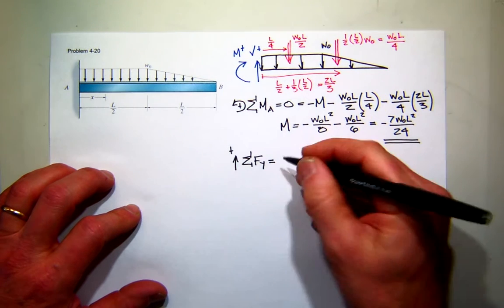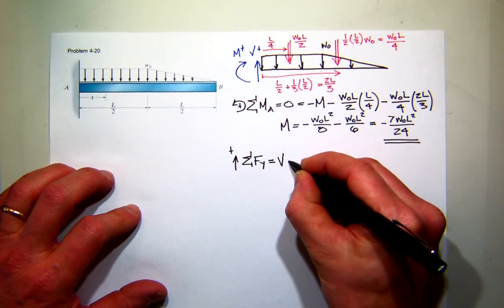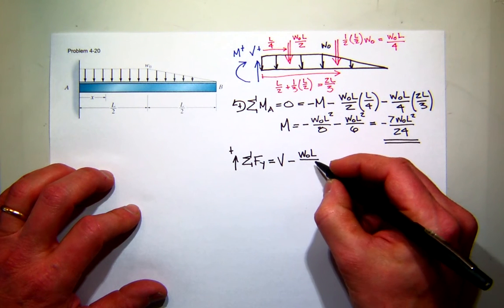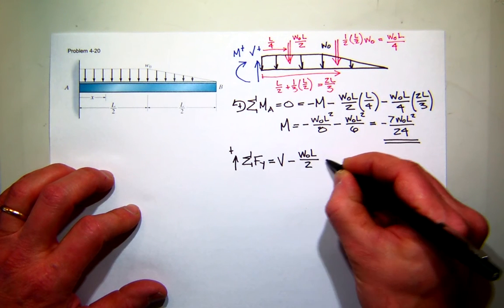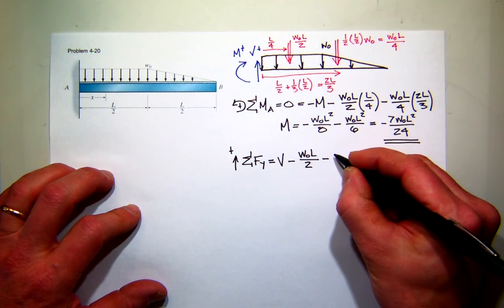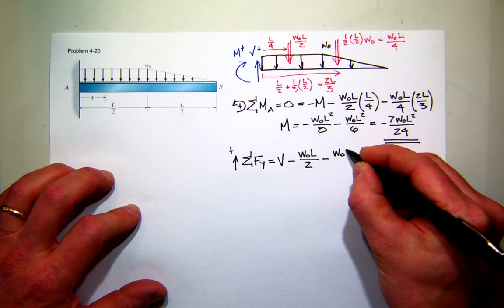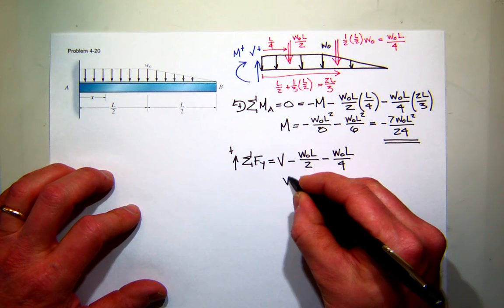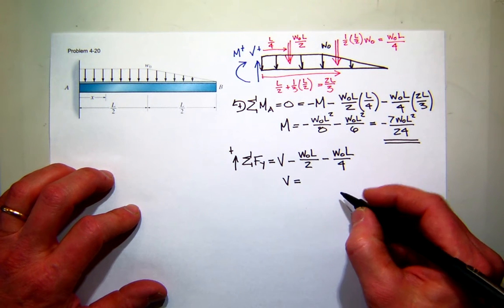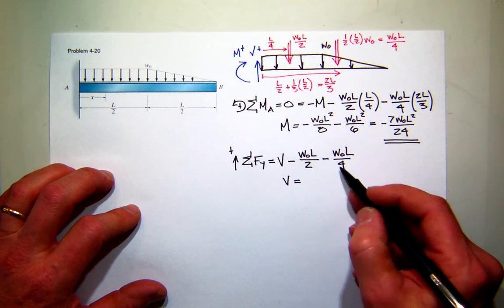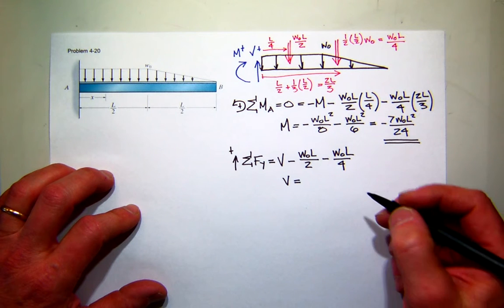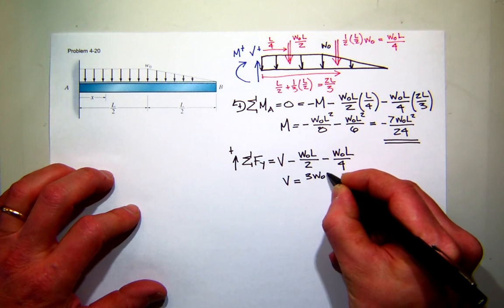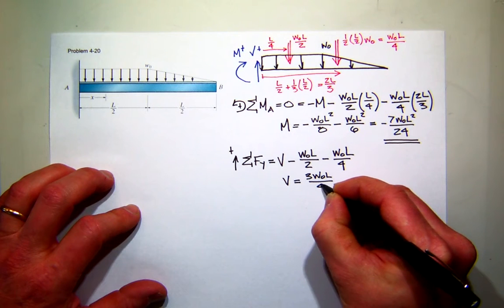So now we sum forces. We have the shear acting up minus the rectangular portion of the load, which is W naught L over 2, minus the triangular portion, W naught L over 4. So it looks like the shear is going to be equal to, well, that's a half and a quarter. That's just 3/4, right? So it's 3 W naught L over 4.